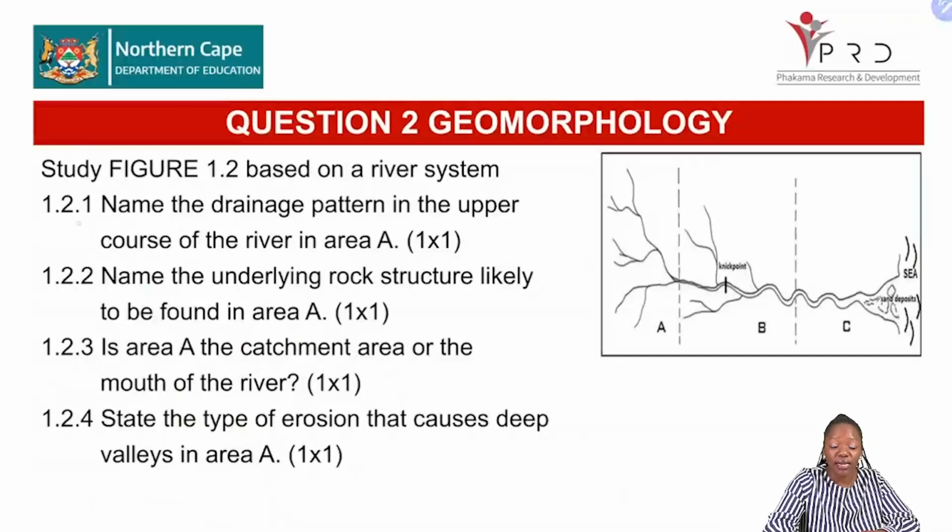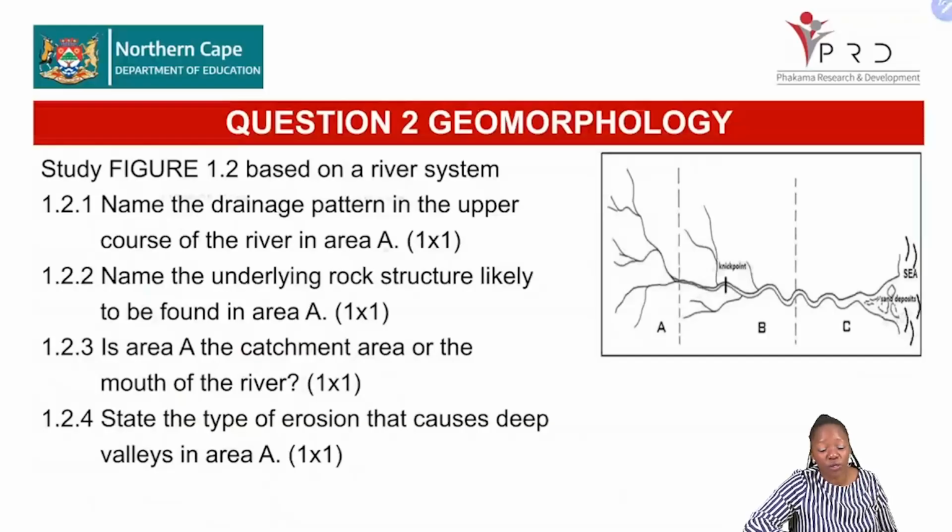Likewise, you study Figure 1.2 based on the river system. In the river system, we are given A, we are given B, we are given C, we are given a knick point as well as the C, as well as the sand deposits. So let's see what questions we have.